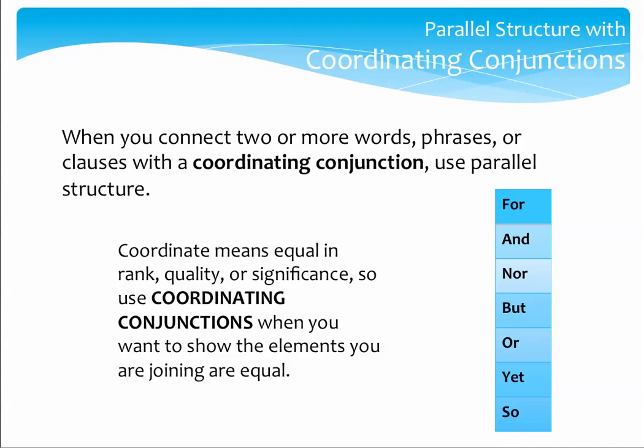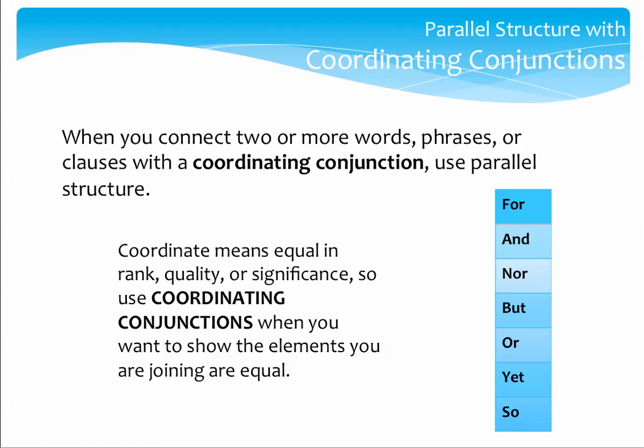So let's get into some of the rules. Whenever you use coordinating conjunctions, you must create parallel structure. When you connect two or more words, phrases, or clauses with a coordinating conjunction, use parallel structure. The easiest way to remember the coordinating conjunctions is to remember the acronym FANBOYS. For, and, nor, but, or, yet, and so. These are the coordinating conjunctions.